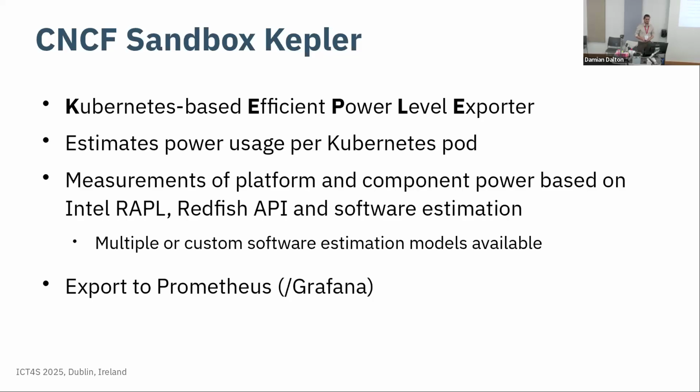And to do this, it uses, among others, Intel RAPL, which is a kernel level tool that allows Intel CPUs to report power usage for different components. It uses the Redfish API, which many servers implement at a hardware level. So you can actually ask the power supplies for the current wattage, for example. And it can also use software estimations.